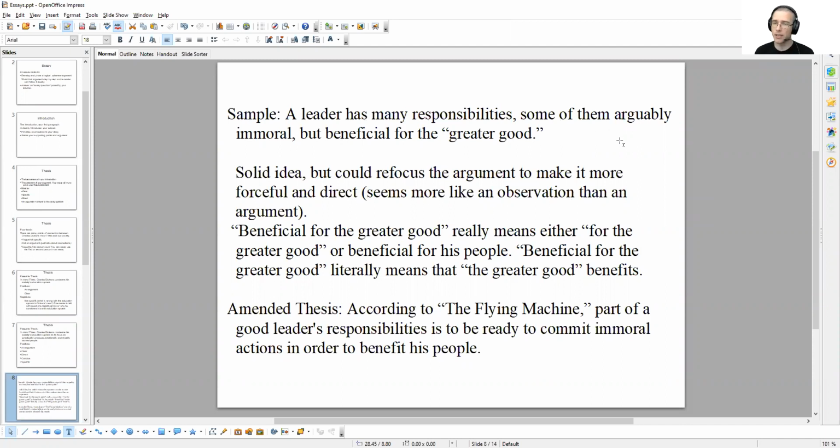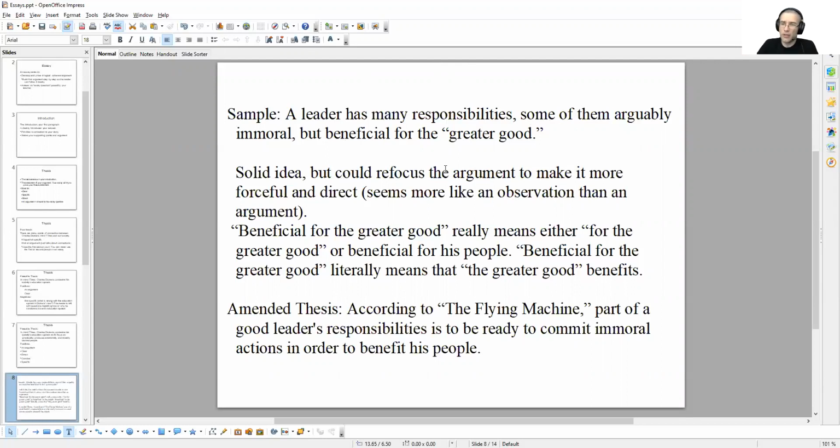A leader has many responsibilities, some of them arguably immoral, but beneficial for the greater good. You have a solid idea here about a kind of thematic argument, right? But it could refocus the argument to make it more forceful and direct. It seems more like an observation rather than an argument, right?